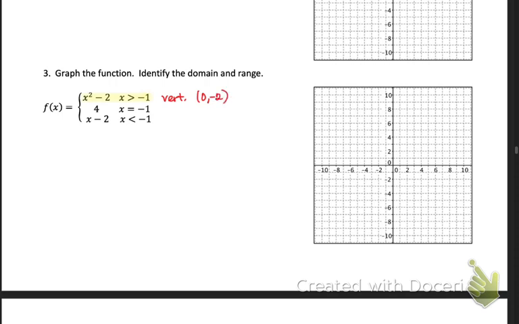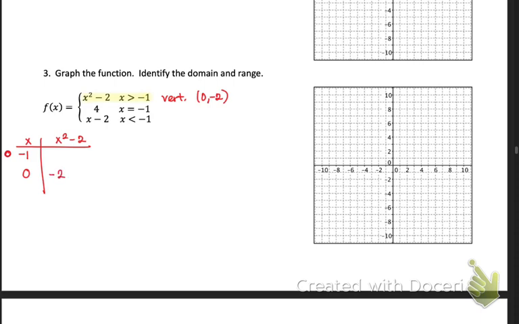And 0 is greater than negative 1. So that means my vertex is going to be included. So when I choose values for this first one, x and x squared minus 2, okay, I'm going to choose negative 1 because that's our boundary point and it's going to be an open circle there. Then I definitely want to pick 0 because I need to know where my vertex goes. I already do know that it's at 0, negative 2.